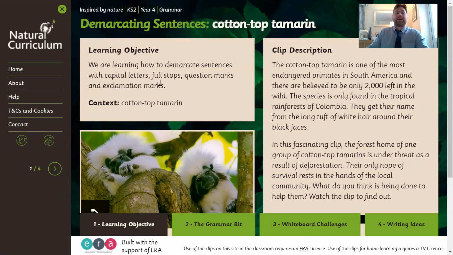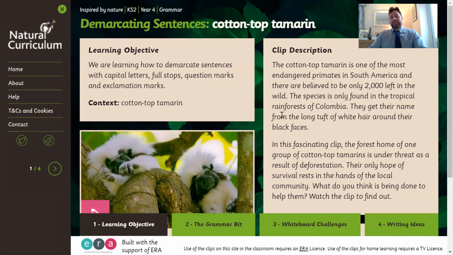So today it's all about demarcating sentences. Sorry, my pronunciation's terrible. You are using your sentences and you're going to demarcate sentences with capital letters, full stops, question marks, and exclamation marks. So that's basically making sure that we use our correct punctuation.